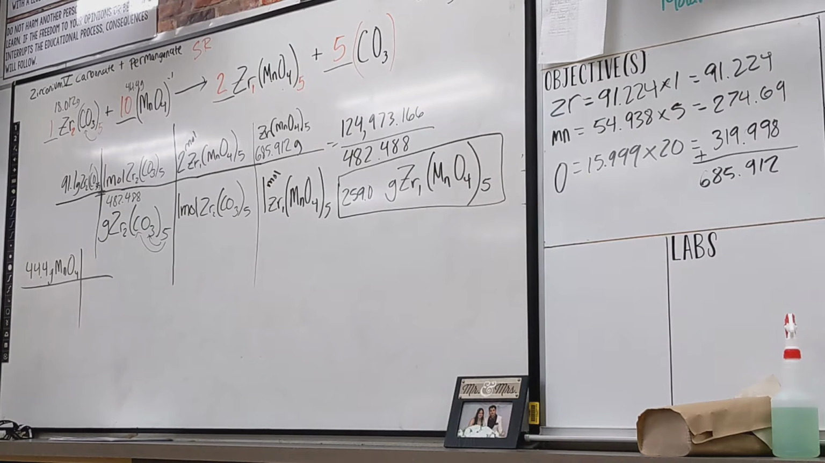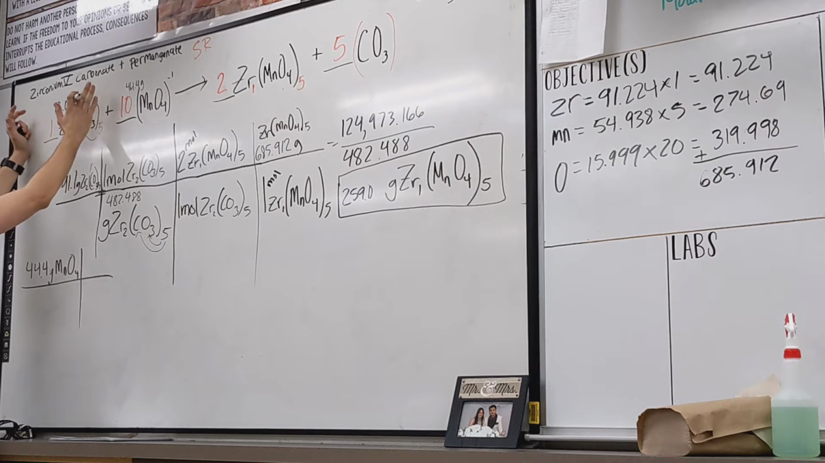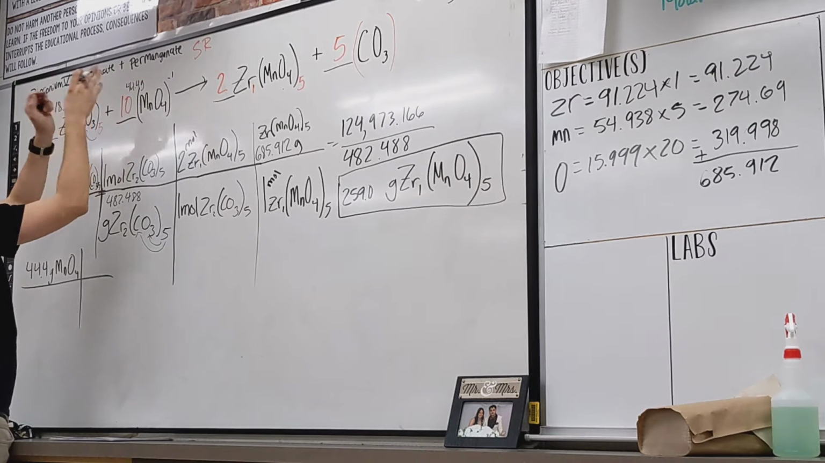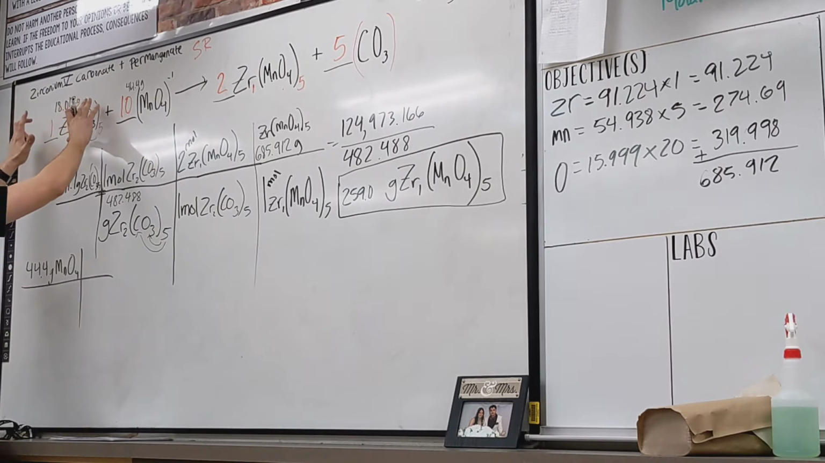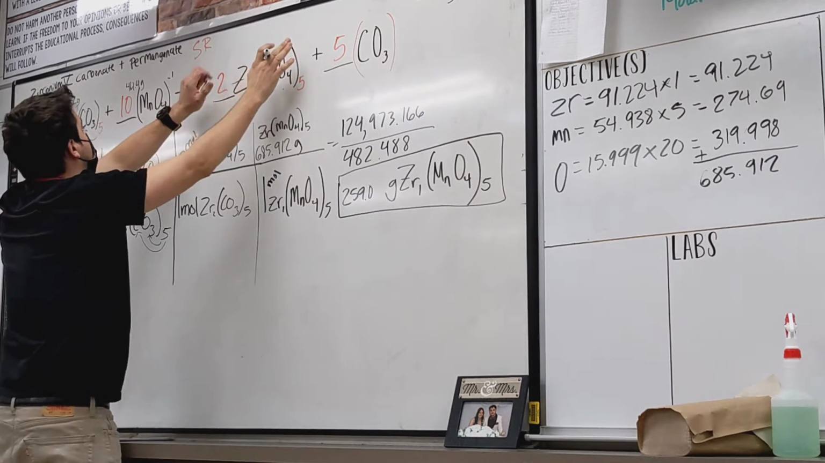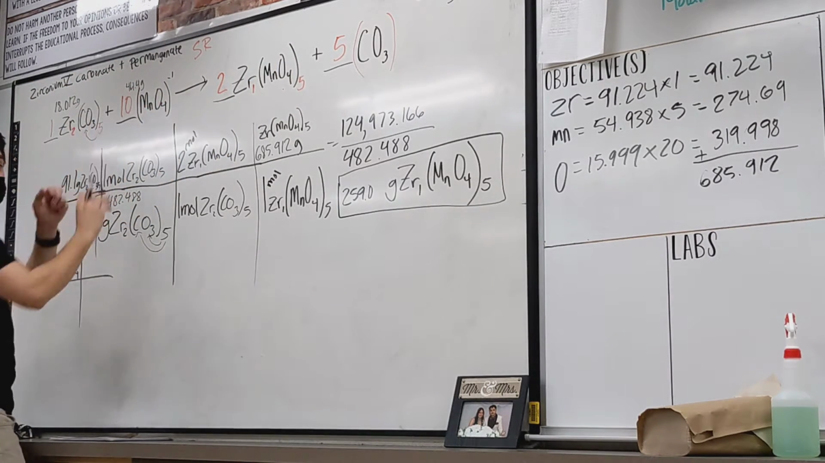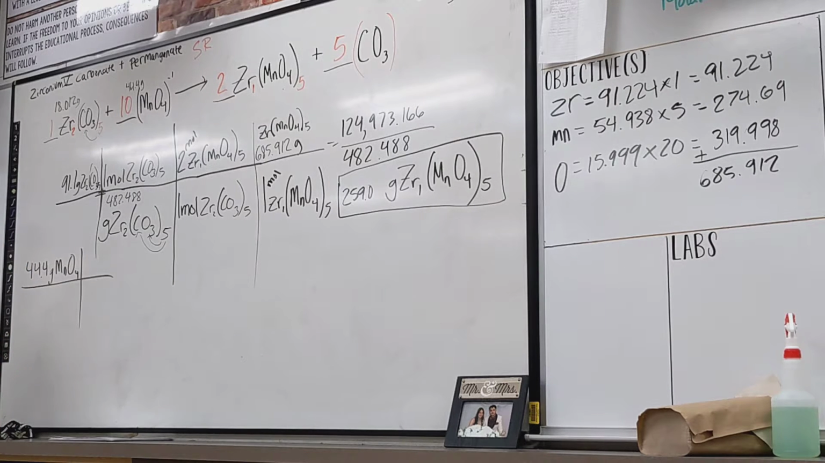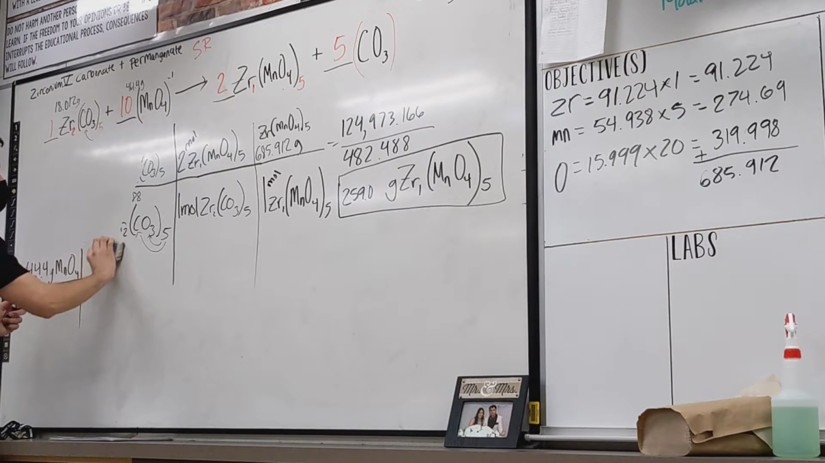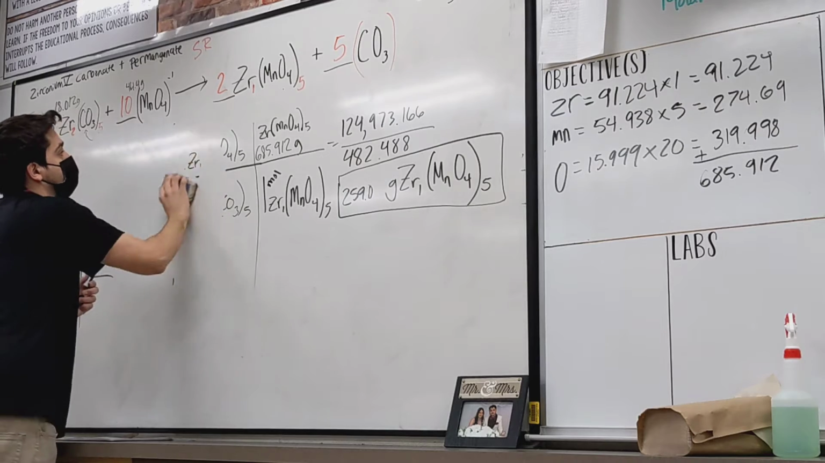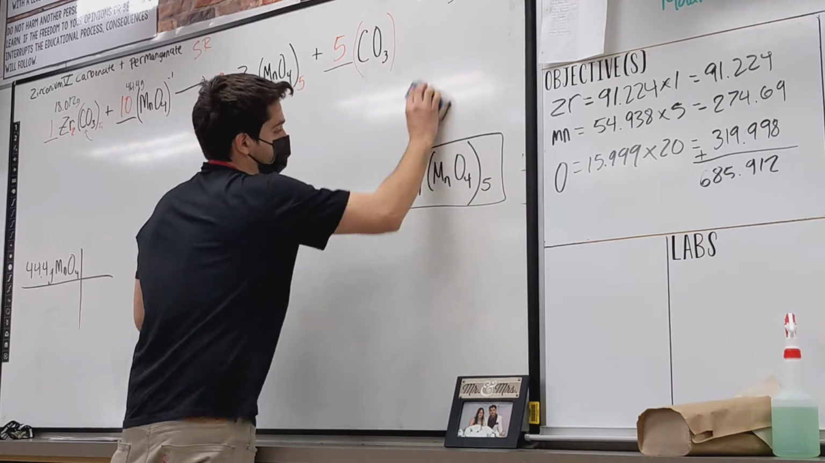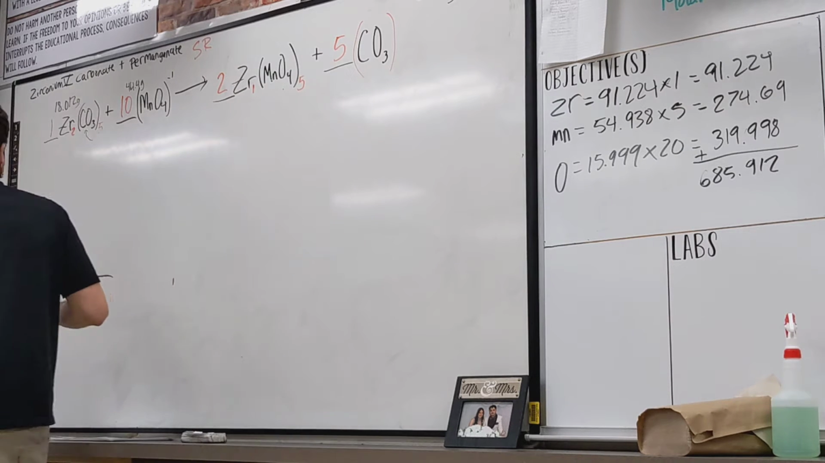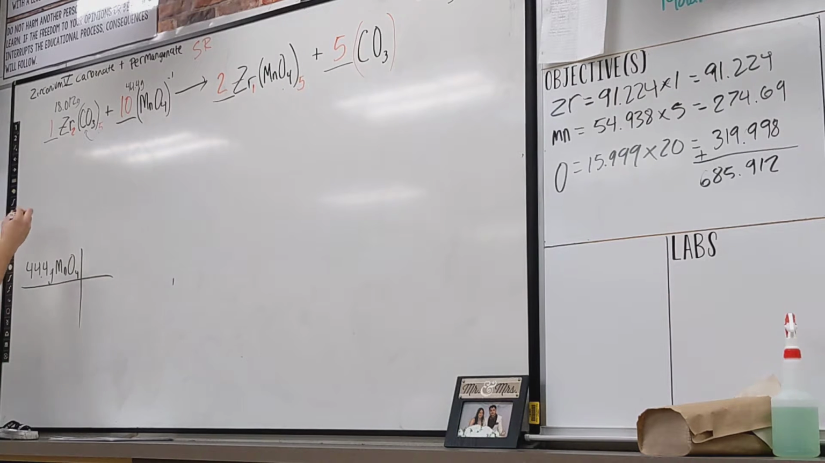All right, but now we're going to see, if we had unlimited of this, how much of this could we make if we had 44.4 grams of this? So now we're going to do this again, and we're going to see which one is limiting us. All right, so I'm going to write it up here so that you can see a little bit better.